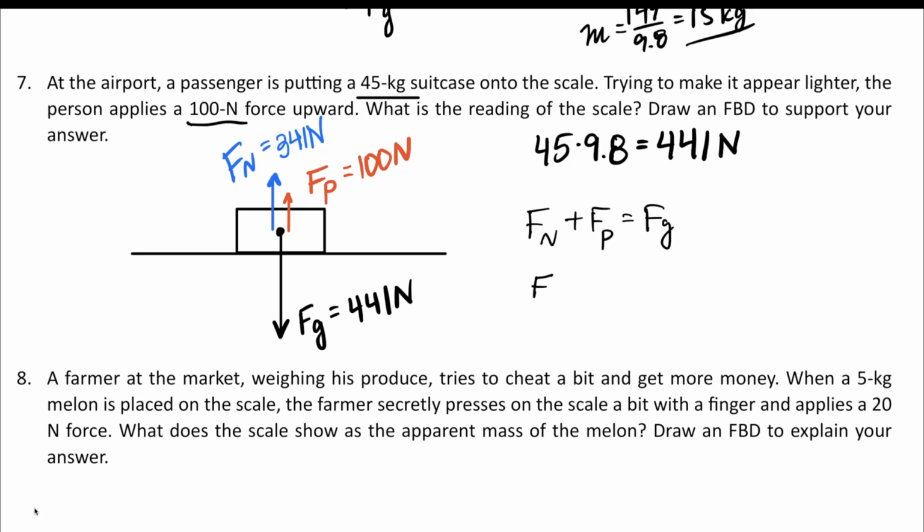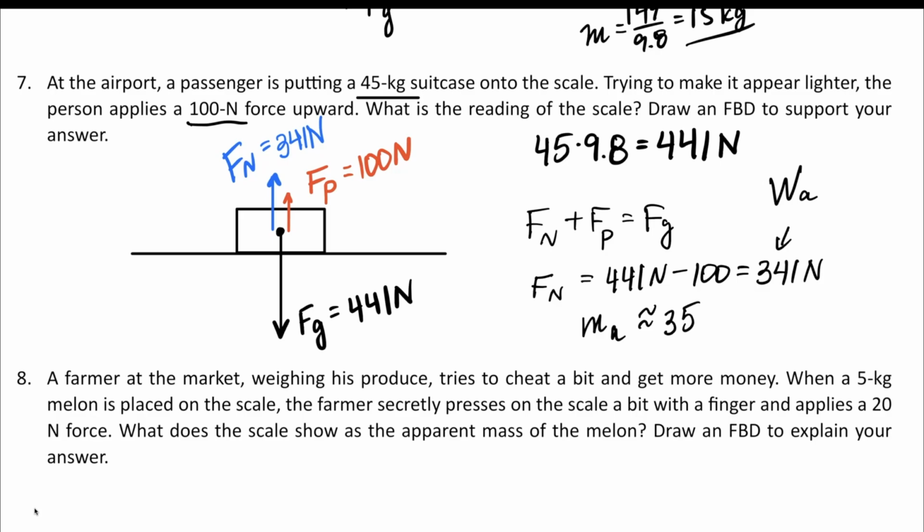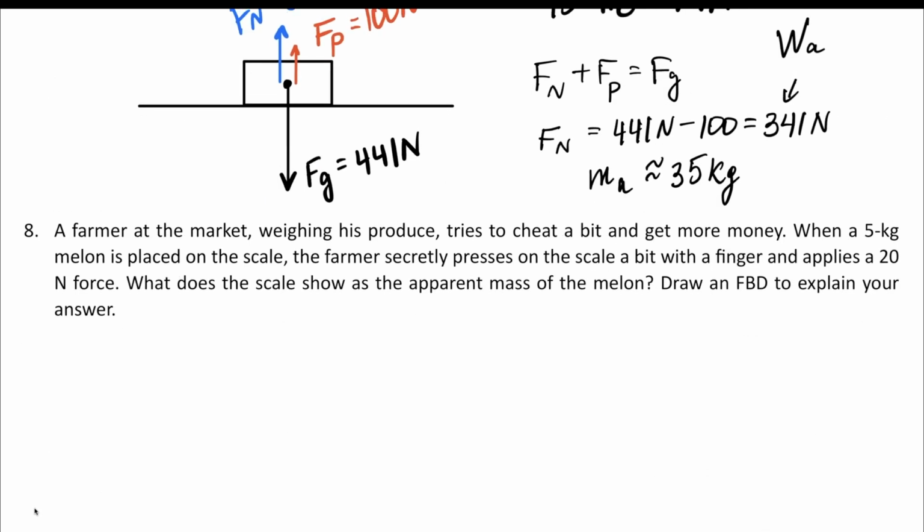So therefore force normal is 441 newtons minus 100, and it becomes 341 newtons. So instead of 45 kilograms, if I divide this 341 by 9.8, the mass, the apparent mass, so this is called the apparent weight. And then the apparent mass is about 35 kilograms instead of 45. There's a big difference right there. That's 22 pounds.